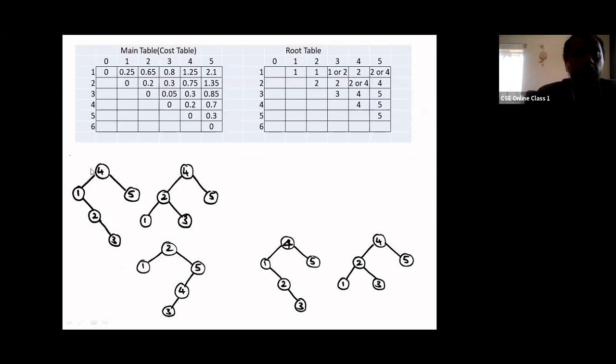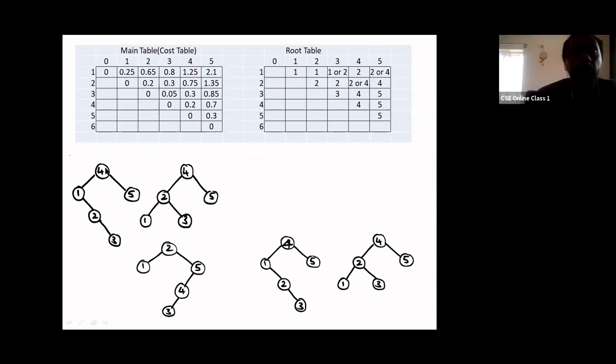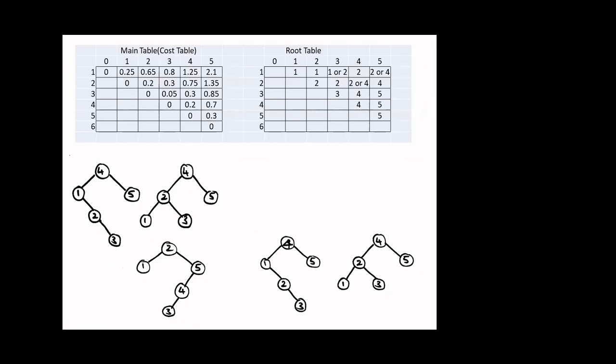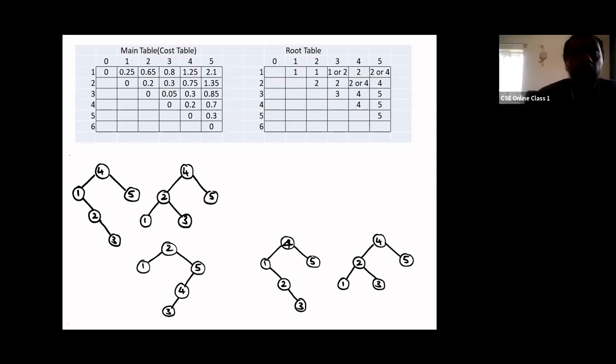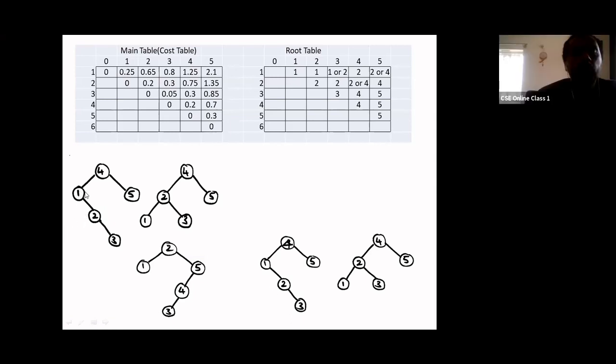Like for example, if you start from the root which is 4, 4's value is 0.2. 0.2 into the first comparison, 1 comparison. Then for the next key 1, we have 0.25. 0.25 into two comparisons.